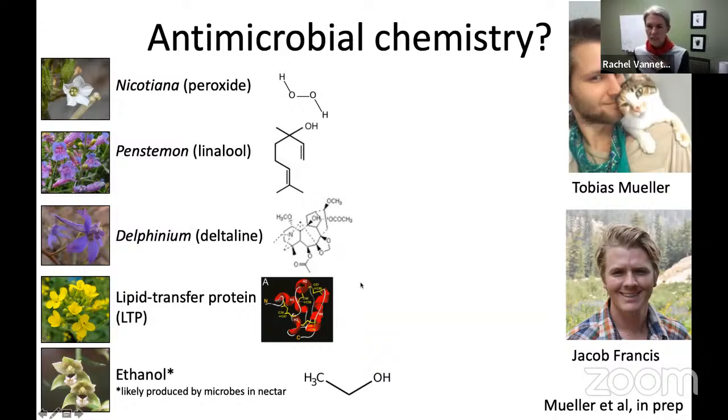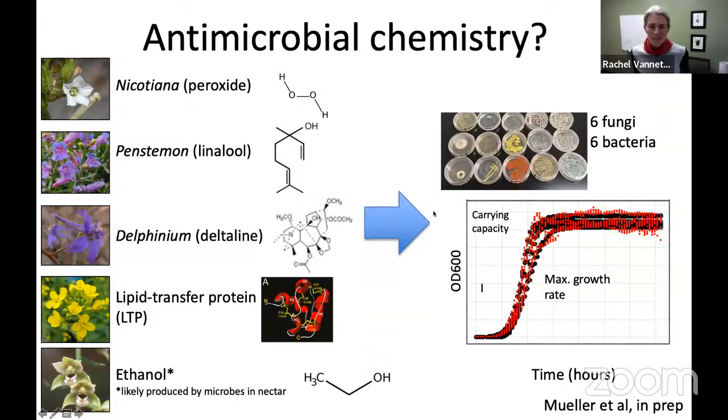We also used a protein that has been implicated in reducing fungal growth, lipid transfer protein. And then we also tested ethanol, likely produced by microbes in nectar, and it may be an antimicrobial product of microbial metabolism. This work was done by a junior specialist in the lab, Tobias Mueller, with some help from postdoc Jake Francis. So we took these compounds and put them again in a 96-well plate, added our fungi and bacteria, and looked to see how these microbes grew in the presence of these different compounds.